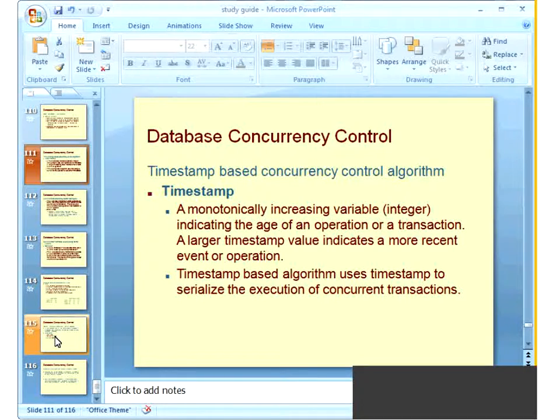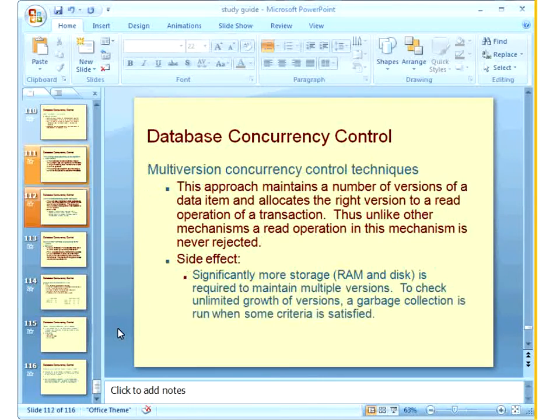Okay, since we have not covered this, let me cover it first for you. When you use a timestamp-based concurrency control algorithm, the timestamp is a variable or monotonically increasing integer. So we use some timestamp algorithms. Can I turn off your microphone as well so that I can also concentrate?